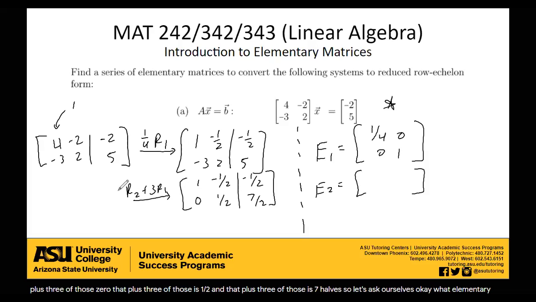So we're trying to change the second row. So the first row is going to stay the same. The second row is what's changing. And how are we changing it? We're taking 1 of row 2 and we're adding 3 of row 1s to it.